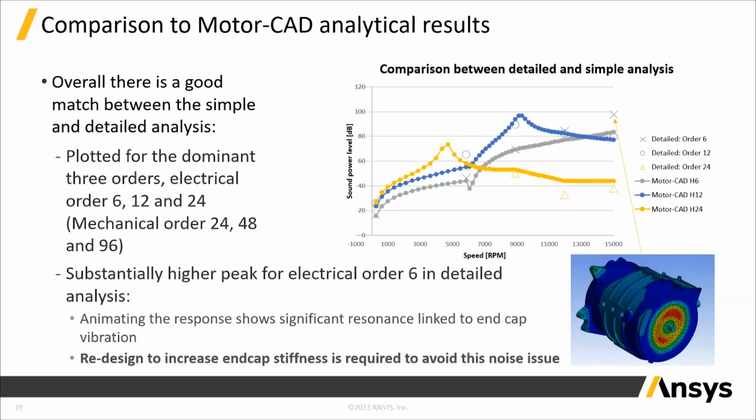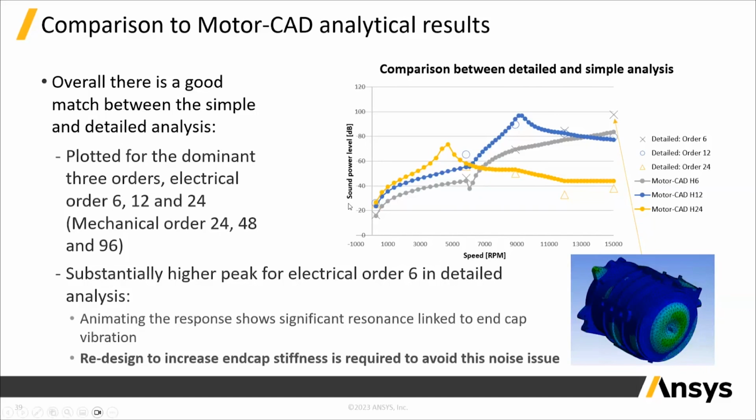So it's also useful to understand some of the strengths and limitations of the simple analytical and structural analysis that I described earlier. Comparing some of the detailed structural responses to the earlier MotorCAD responses, what we can see is that the results are relatively similar between the full structural analysis and the simplified one, except that we have a large sound peak predicted for electrical order 6 in the detailed model.